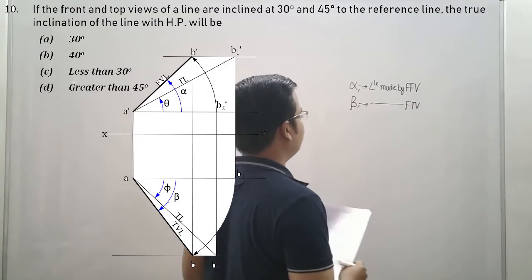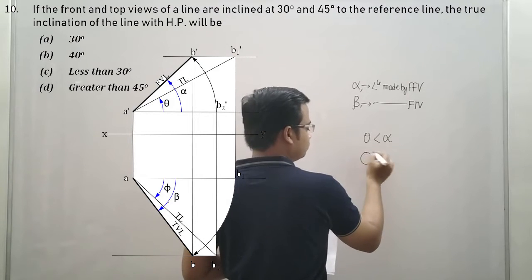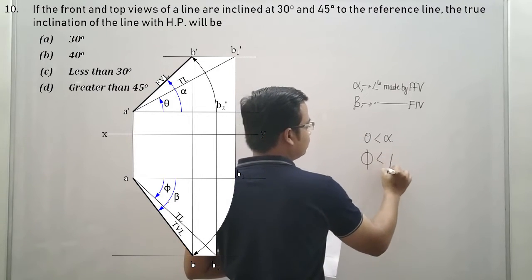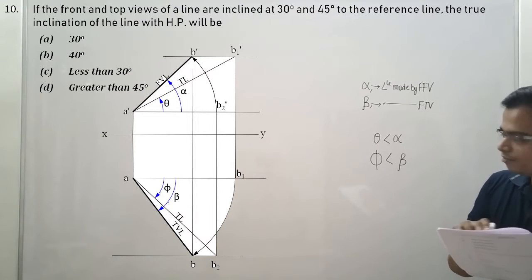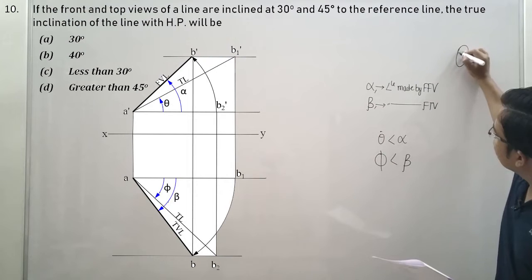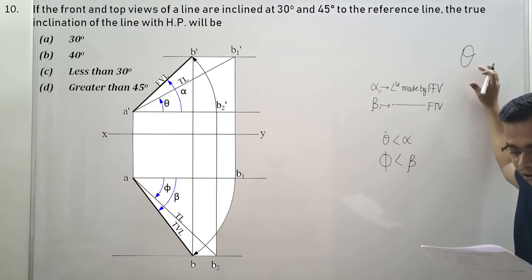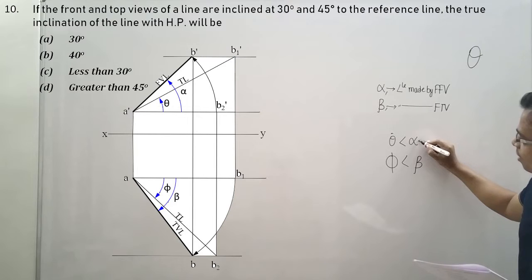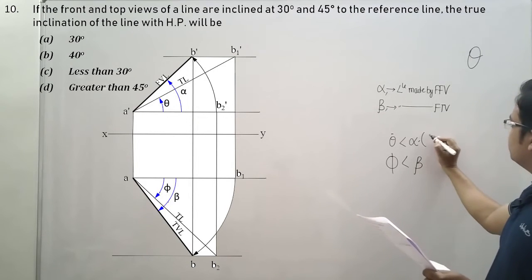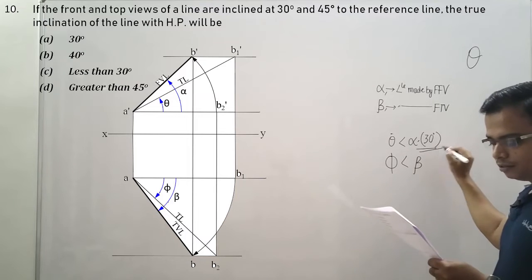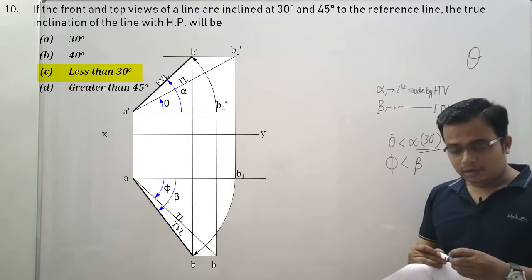And there is something that I already told you. Always remember, the angle that the true length makes with the HP is always less than alpha, and the angle that the true length makes with the VP is always less than beta. So do we have an option like this? The true inclination of the line with HP is denoted by theta, not VP, but with HP. And this theta will not be equal to 30 degrees. It won't be equal to 40 degrees either, but we know that it will be less than alpha. How much is alpha? The value of alpha has been given as 30 degrees. So it will always be less than 30 degrees. The correct option is option C.